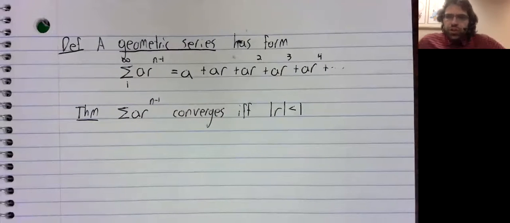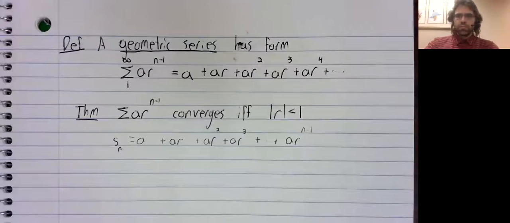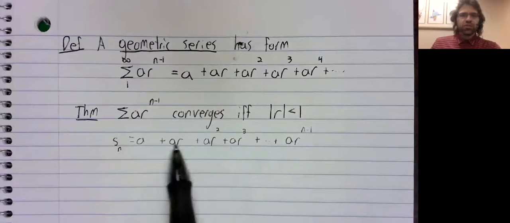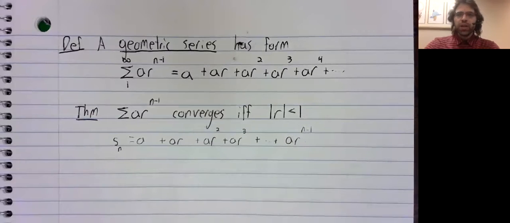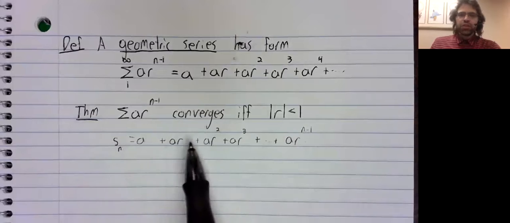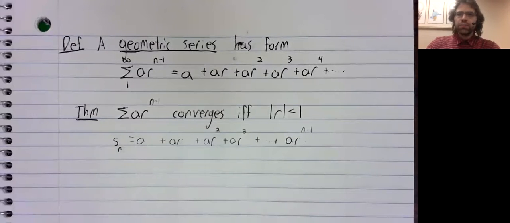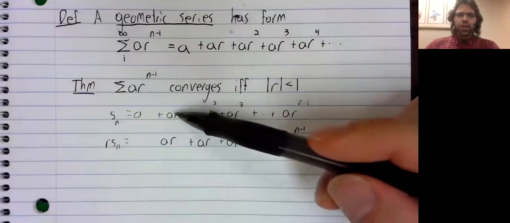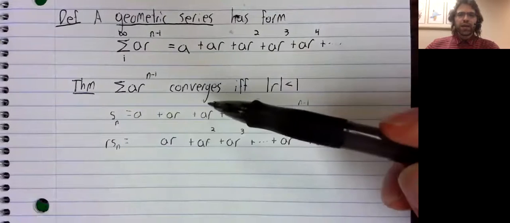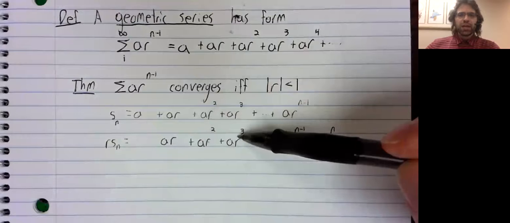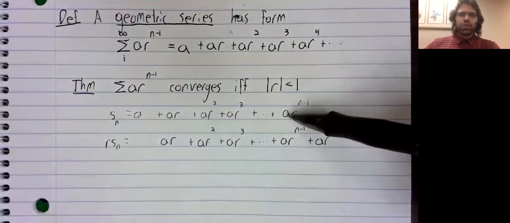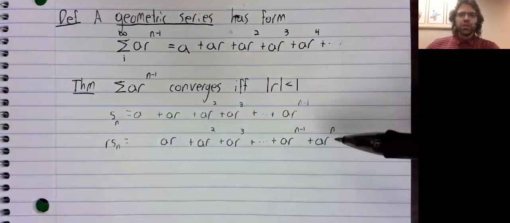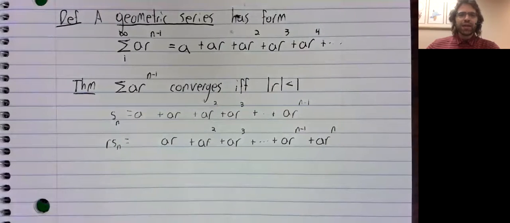The proof of this is cute, and we can give it easily. We'll start by writing down the nth partial sum. Now, this sum is just a standard finite sum. We can multiply it on the left and on the right by R. When you multiply by R, A became AR, AR became AR squared, AR squared became AR cubed, and so on. AR to the n minus 1 became AR to the n.